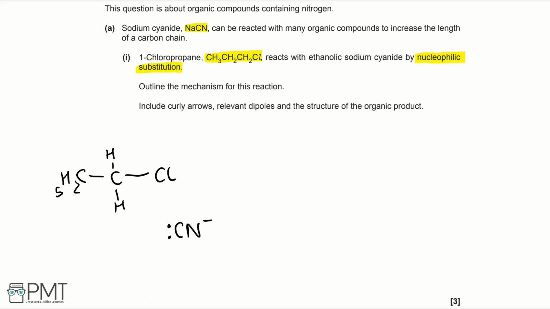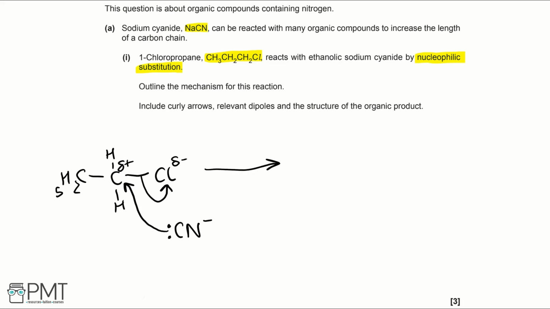We get a mark for the curly arrow from the cyanide, which acts as our nucleophile, to the carbon, and that's because of the induced dipoles. There's also a curly arrow from the carbon-chlorine bond to the chlorine.